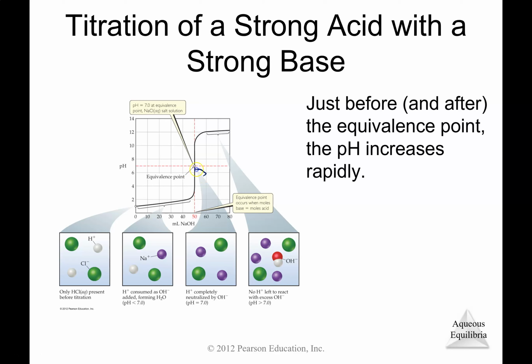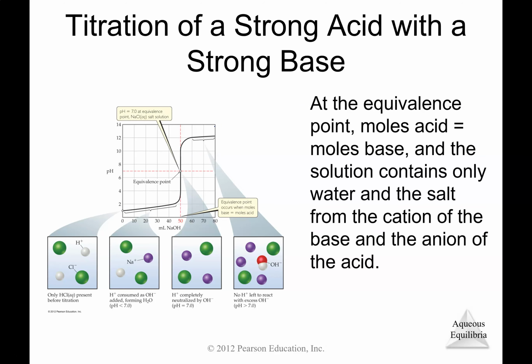What they're talking about is this super steep part of the curve before and after you hit the equivalence point. Now, before you even get close to the equivalence point, you see a pretty flat part of the curve, and after, you see a pretty flat part of the curve. At the equivalence point, specifically, the number of moles of acid equals the number of moles of base. That's what an equivalence point is.